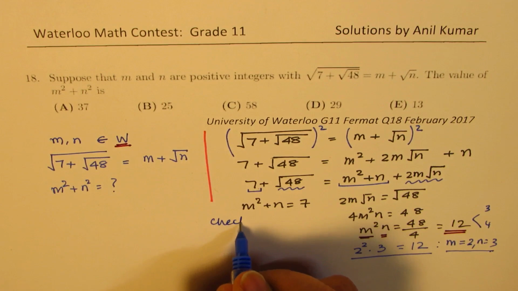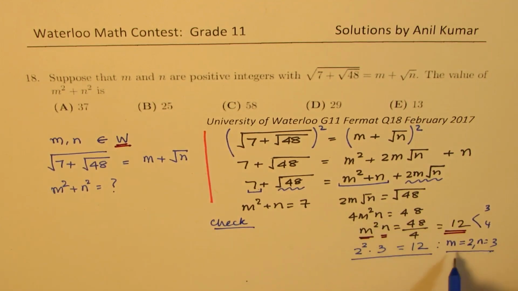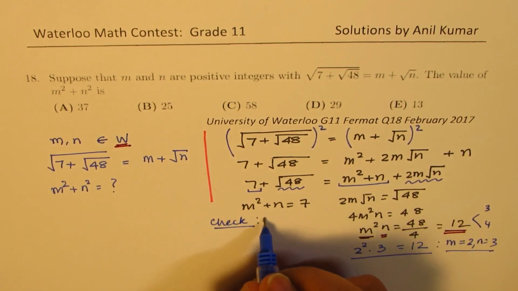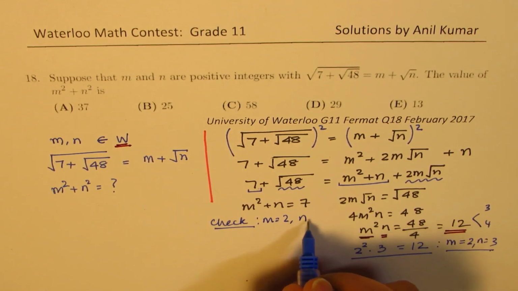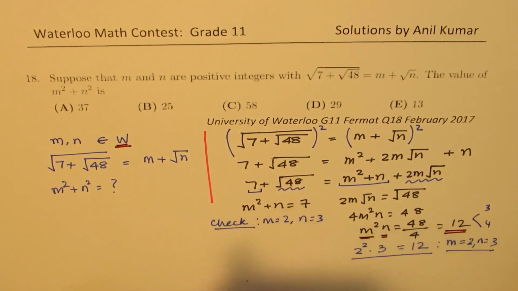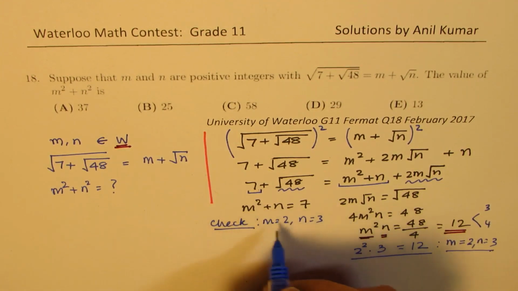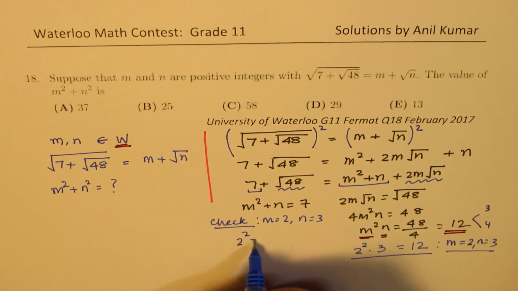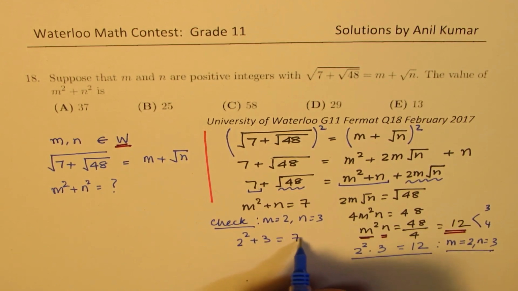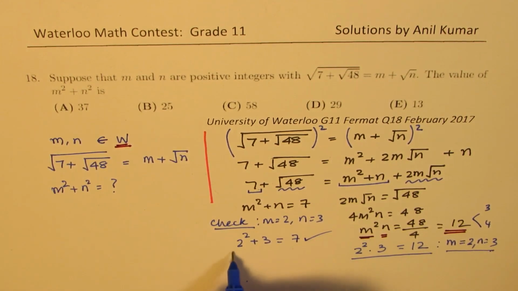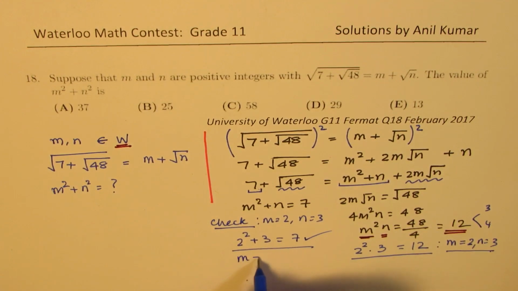Let's check the possibility. If I substitute m equals 2 and n equals 3, will this equation be satisfied? If it does, that means those are the correct values. Perfect. So when I substitute, we get 2 squared plus 3, and that is 7, right? So that works for us. So that means for sure that m equals 2 and n equals 3.